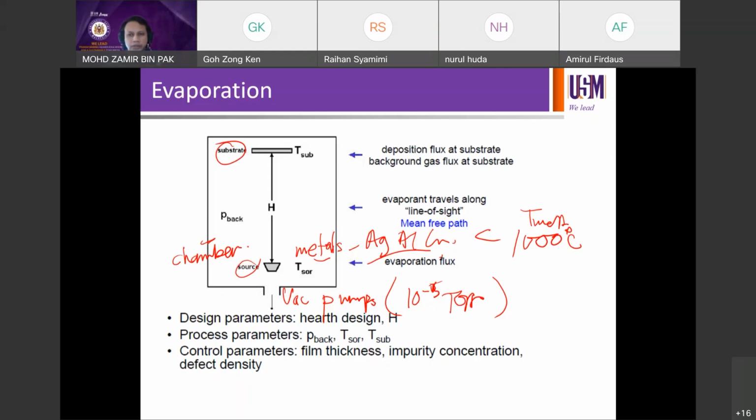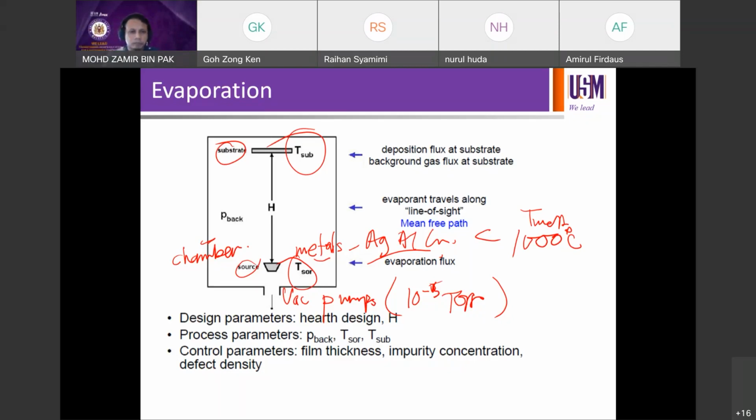Depending on the system, you may have temperature control for the source. That means you can vary the source temperature. You can run at, for example, 200 degrees Celsius or 300 degrees Celsius. You can control the temperature, and you can also control the temperature of the substrate. If your system is very minimal, you don't have temperature control, and it is just at room temperature. With temperature control, you can control or tailor the properties of the materials to be evaporated.